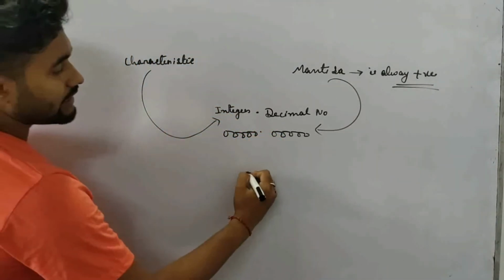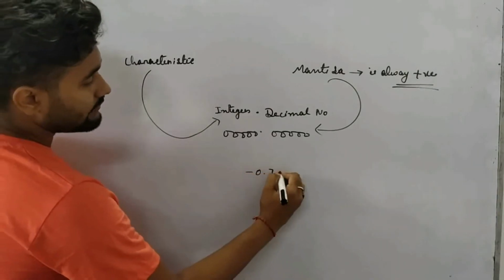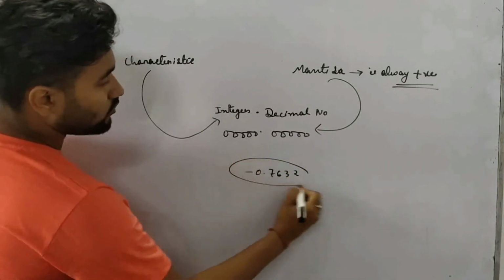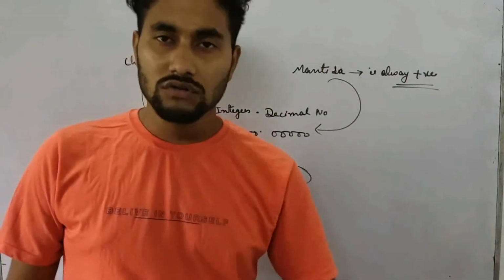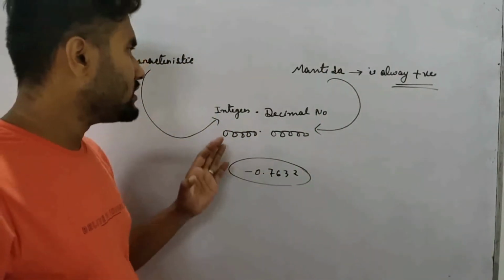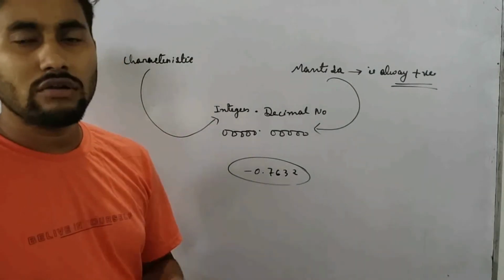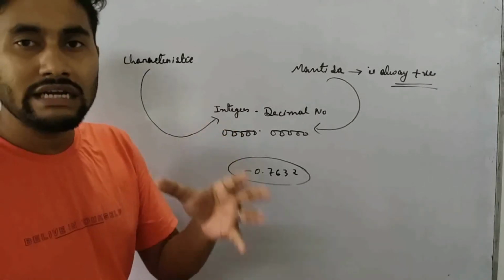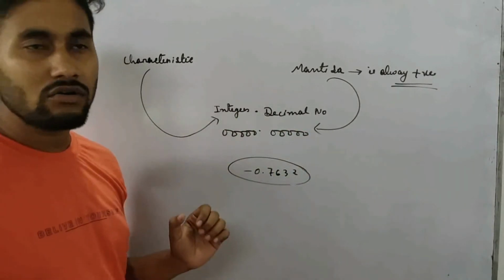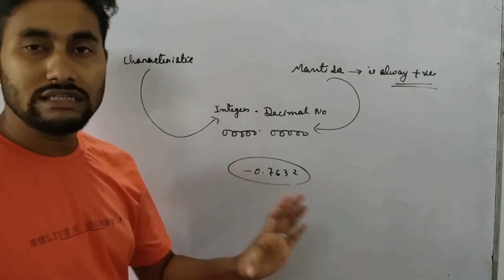Whenever, your decimal portion should always be positive. It cannot stay like that, minus 0.7632. Like this you cannot give any answer. You have to make your mantissa positive. So in simple language you understand. Whenever I say characteristics, we are talking about only the integer part, not the decimal part. Okay, and mantissa means the decimal part.